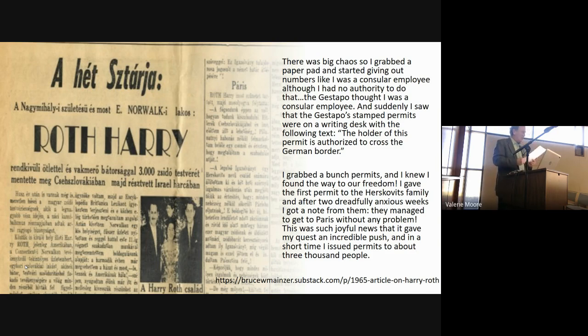And after two dreadfully anxious weeks, I got a note from them. They managed to get to Paris without any problem. This was such joyful news that it gave my quest an incredible push. And in a short time, I issued permits to about 3,000 Hungarian Jews and persecuted anti-Nazi and Jew-friendly Christians, and I also ended up using one to go to Palestine.